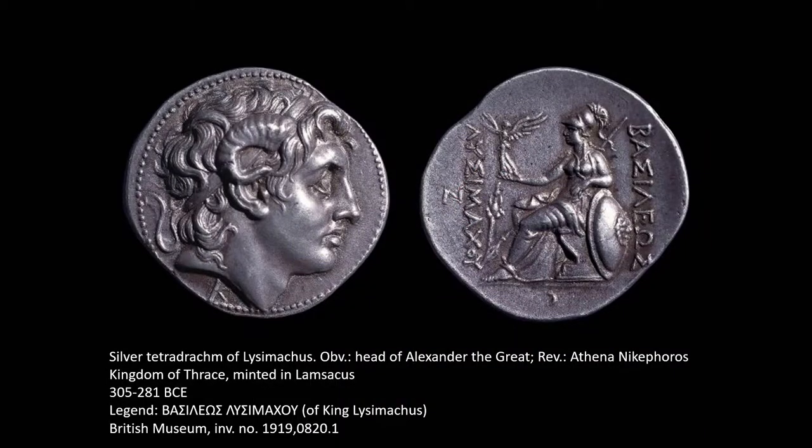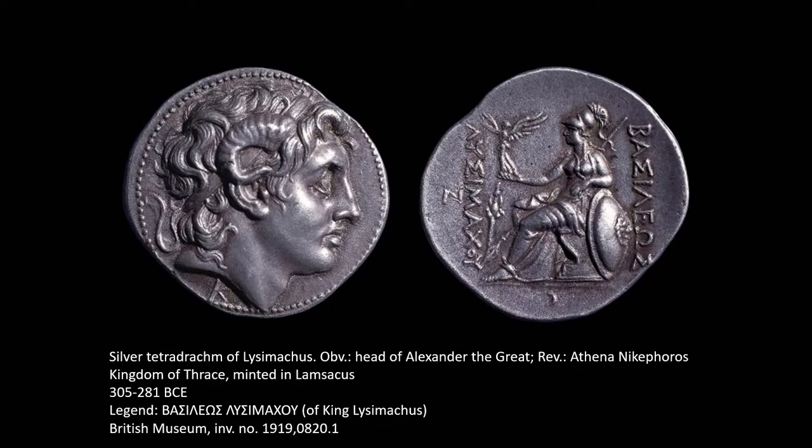Another nice example from the successors, a tetradrachm minted by Lysimachus. Lysimachus inherits the kingdom of Thrace in northern Greece. This is one of the first and finest of all of the posthumous portraits. Again, Alexander with the ram's horns of Zeus Ammon, you can see here. So obviously Lysimachus is invoking Alexander as a political ancestor and perhaps even as the patron deity of his household.